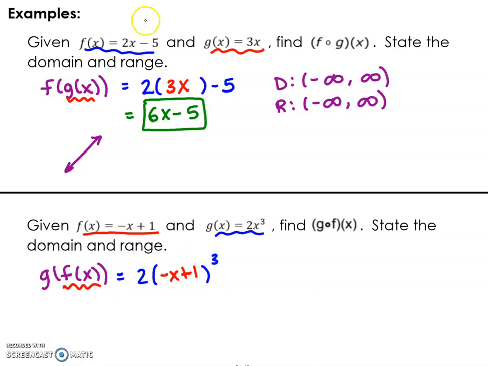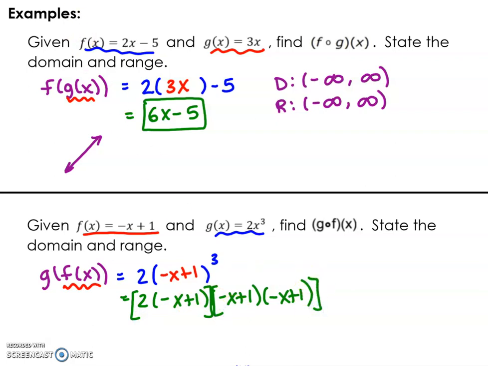Because I'm cubing it, this is the same thing as saying negative x plus 1, negative x plus 1, negative x plus 1. There are 3 of them. When you FOIL, you can only FOIL in groups of 2. So what I'm going to do is focus on these 2 and then these 2 to simplify this. So when I FOIL, I'm going to just distribute this 2 here. So this is going to give me negative 2x plus 2.